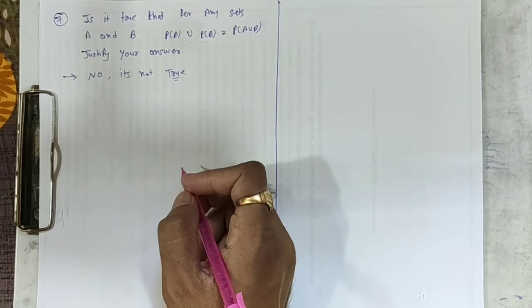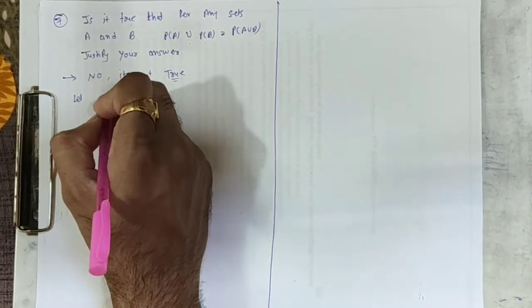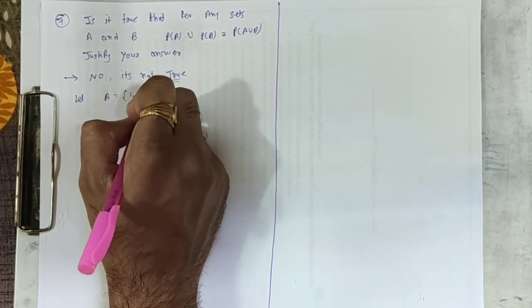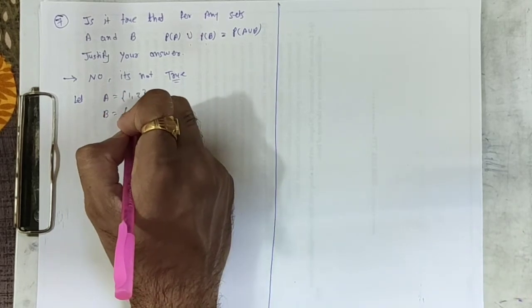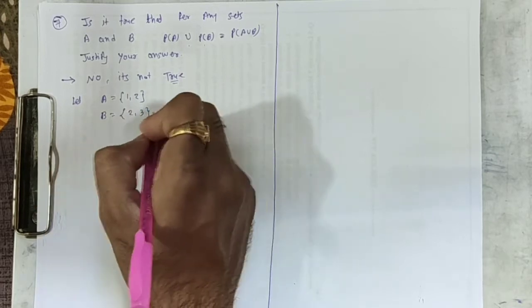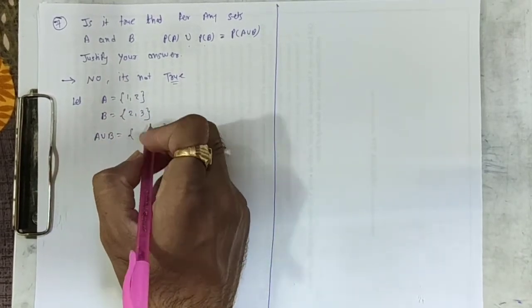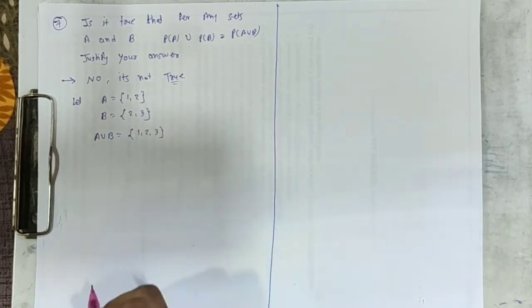Then you have to justify your answer. For that we will consider an example. Let us consider set A equal to {1, 2} and set B is the set of elements {2, 3}. So here we can find A union B. A union B is the set of all the elements 1, 2 and 3, the set of all the elements of set A and set B.